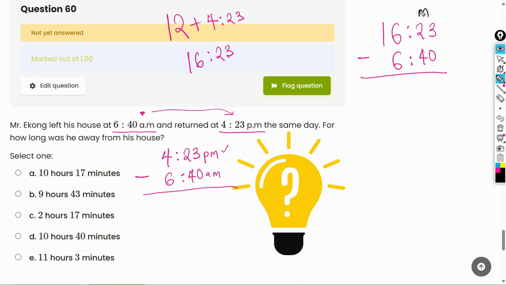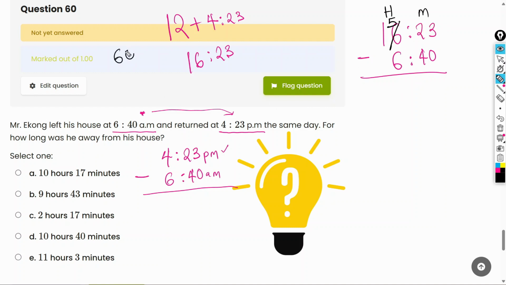This is our minutes place. This is our hours place. This 23 minus 40 wouldn't work, so we need to borrow from the hours. But then 2 minus 4 wouldn't work. So we need to borrow 1 from 6, which will give us 5. Now, when we are borrowing 1, when it comes to the minutes place, it should change to 60 because 1 hour is equivalent to 60 minutes. So it means we are adding 60 here.